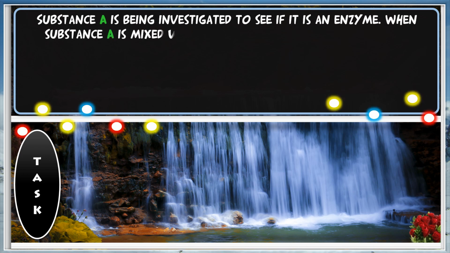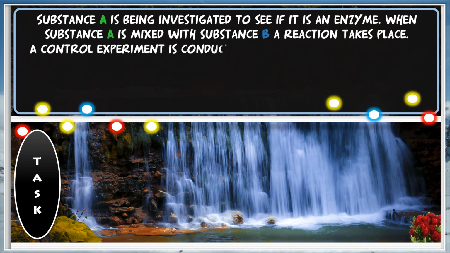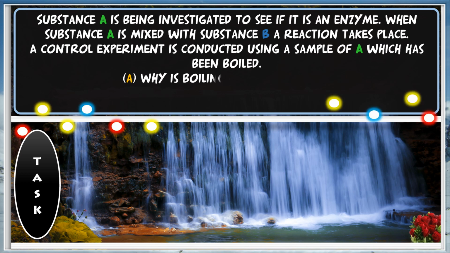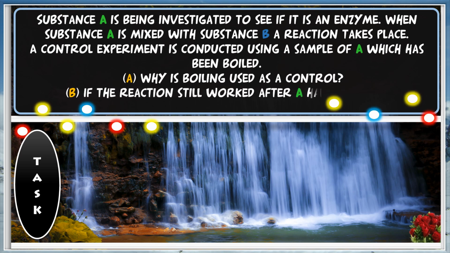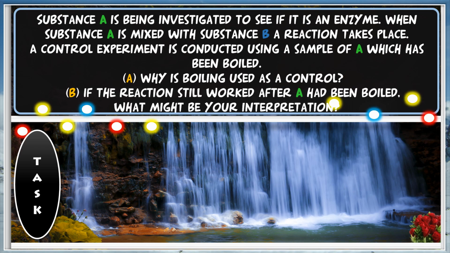Substance A is being investigated to see if it is an enzyme. When substance A is mixed with substance B, a reaction takes place. A control experiment is conducted using a sample of A which has been boiled. Part A. Why is boiling used as a control? And part B. If the reaction still worked after A had been boiled, what might be your interpretation?